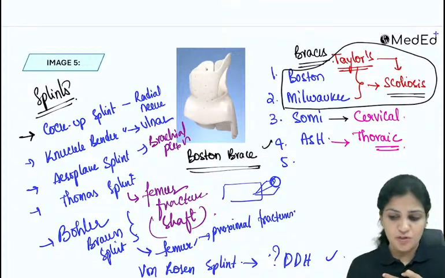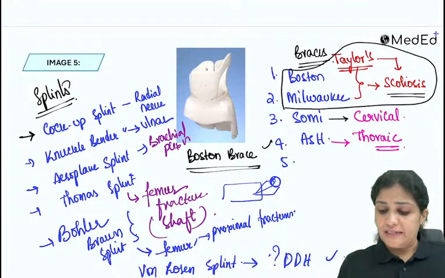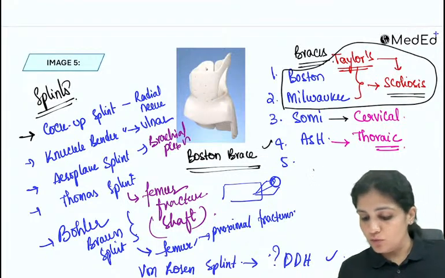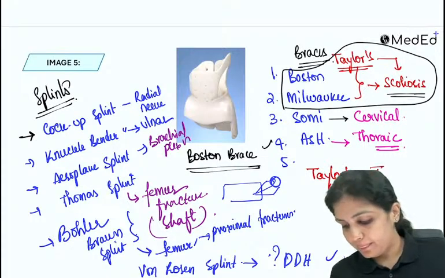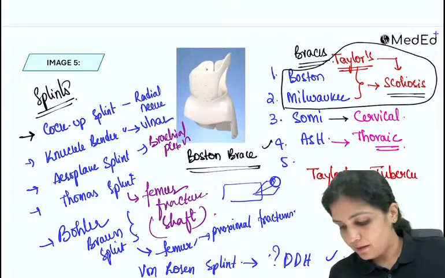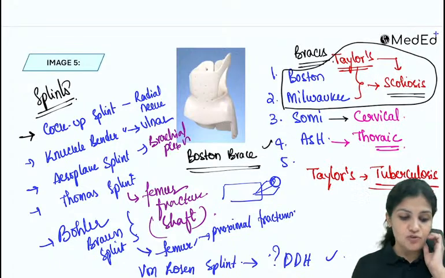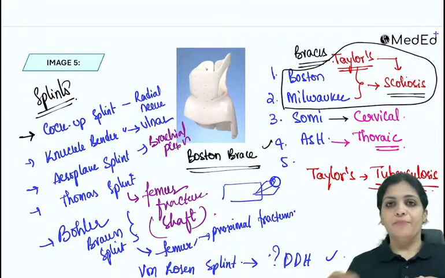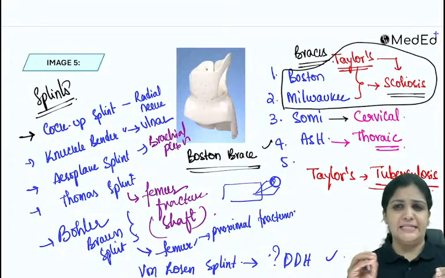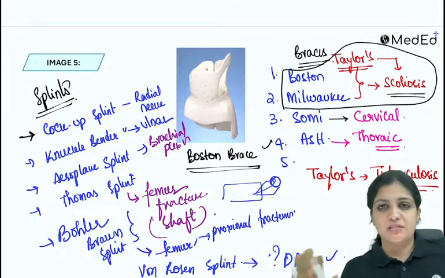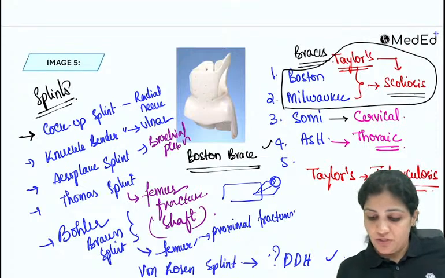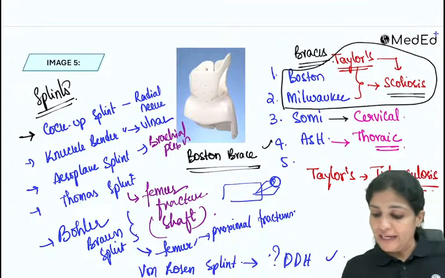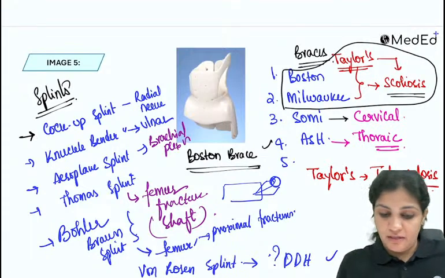Taylor brace is used for scoliosis. No. See, Taylor's brace is mainly used for your tuberculosis. So once they finish the initial stages, they can use this also for scoliosis, but mainly Taylor's is for tuberculosis. Boston and Milwaukee is for your... I have written Taylor's here.